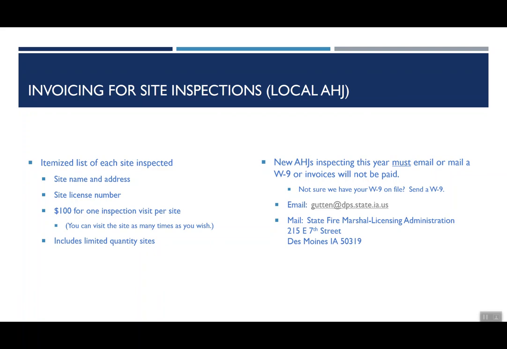If you're a new jurisdiction inspecting this year or are unsure if we already have a W-9 on file for you, please include a W-9 with the invoice you send us. Invoices will not be paid if we don't have a W-9 for your agency on file. Mail or email your completed invoice to us and a W-9 if necessary at the end of the season, which is July 8th, or as soon as you've completed all inspections in your jurisdiction.